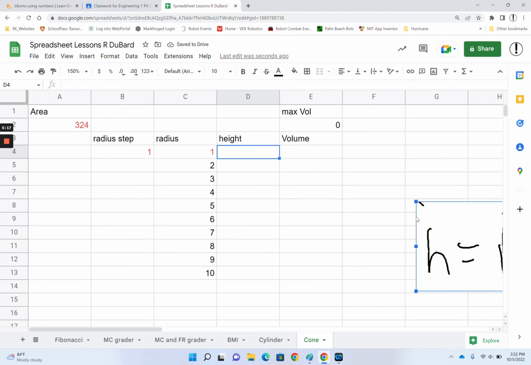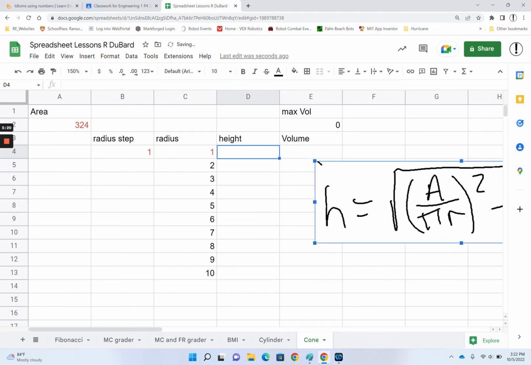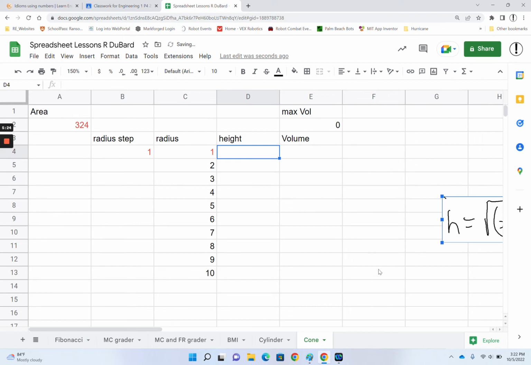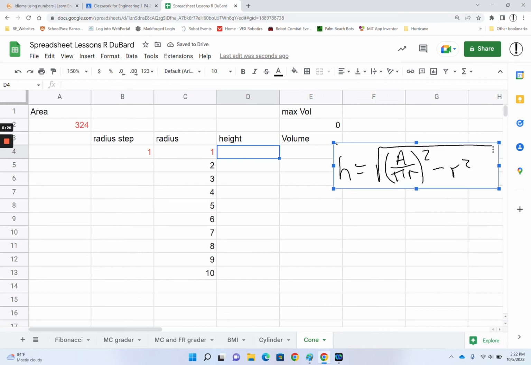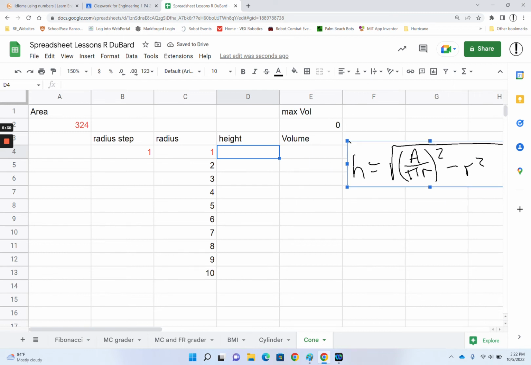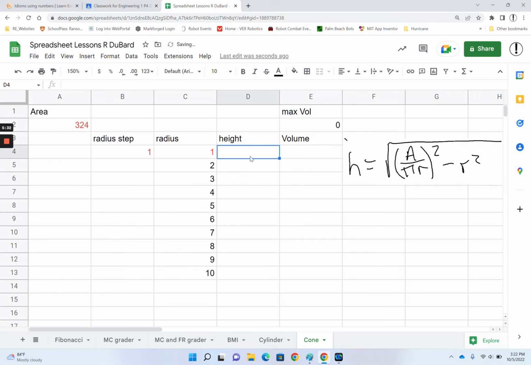I'm just doing it because it makes it easier to show you how everything goes together if I have the equation right on the page with me here. I'm just going to move this over like this. Here's the equation we want to implement here under height. So we have a function that will give us h if we know a and r. Now writing this in Excel is a little bit tricky.